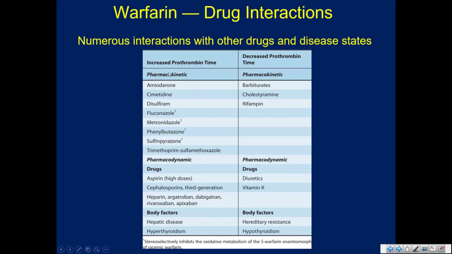So those are pharmacokinetic interactions. There's also pharmacodynamic interactions. For example, take a drug like aspirin, which inhibits platelets and puts you at risk for bleeding, in combination with warfarin might be an additive bleeding action.